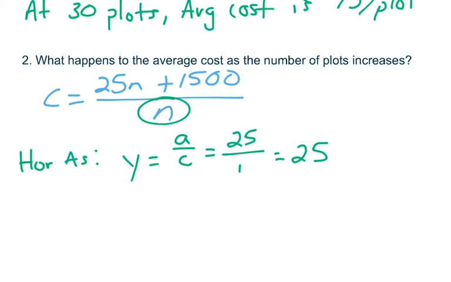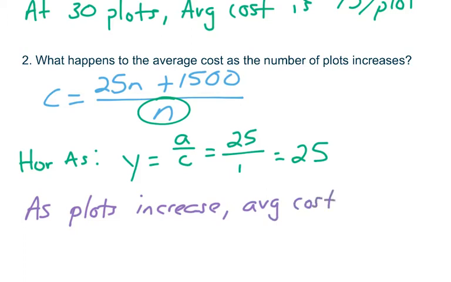What this tells me, or what this tells you, is that as the number of plots increases, as the plots increase, or as we print more, then we can say that the average cost will be, or will approach $25. Is our average cost ever going to be exactly $25?